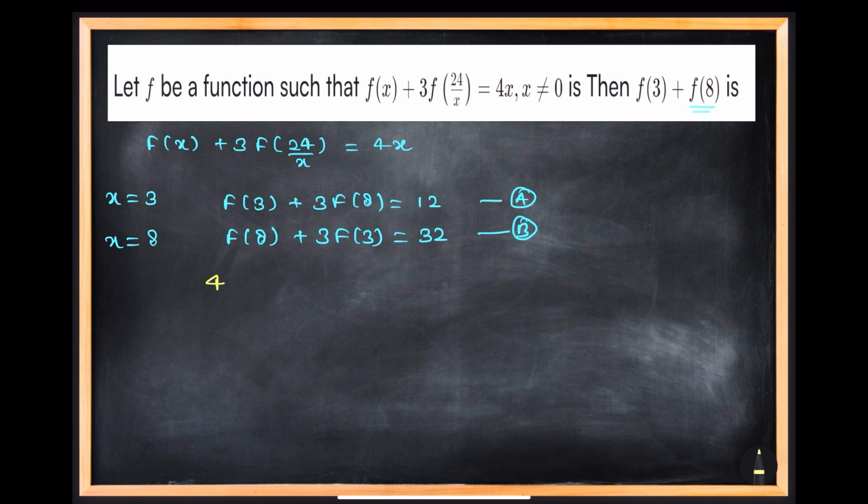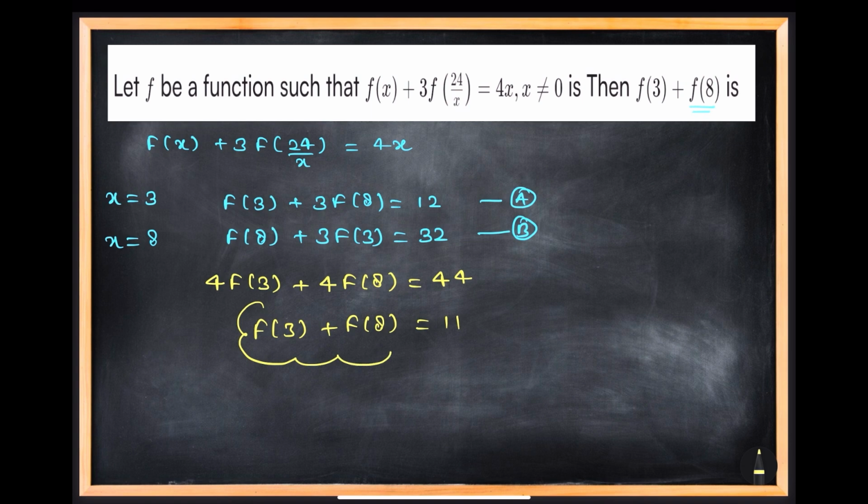We will get 4 times f3 plus 4 times f8 equals 44. Now we can divide both sides by 4. We will get f3 plus f8 equals 11. Therefore the required value is 11.